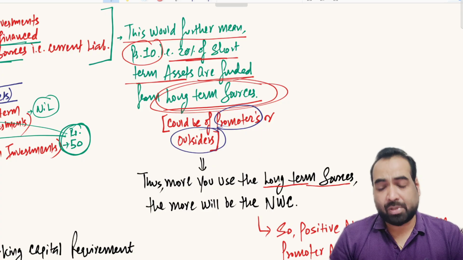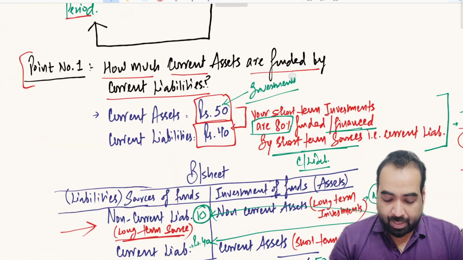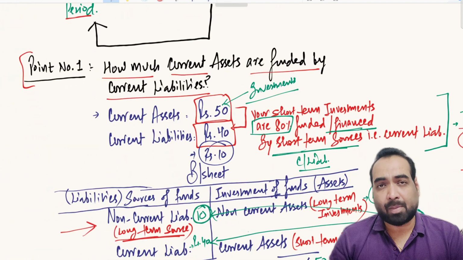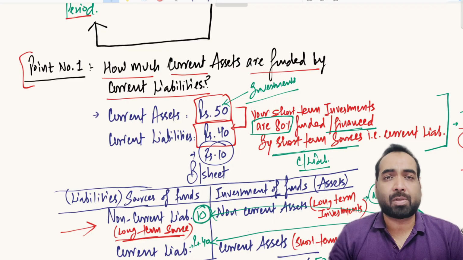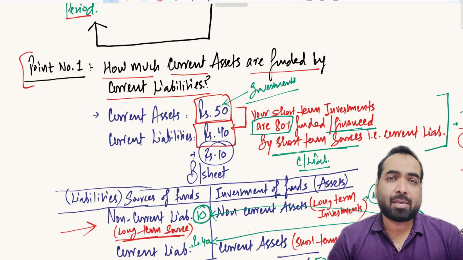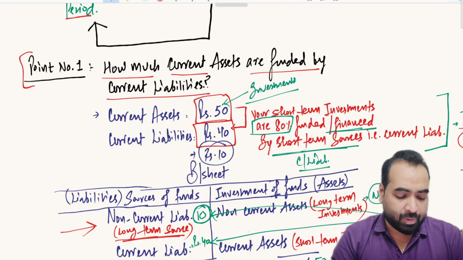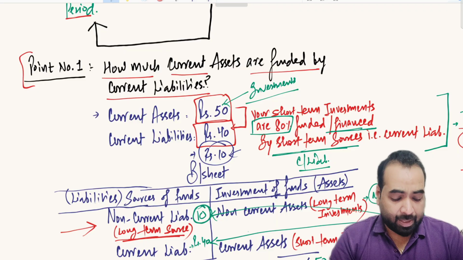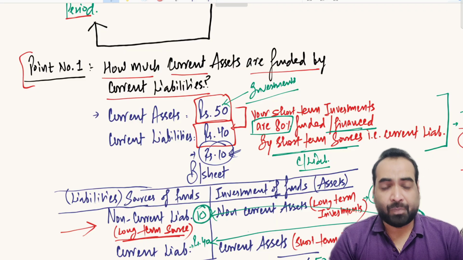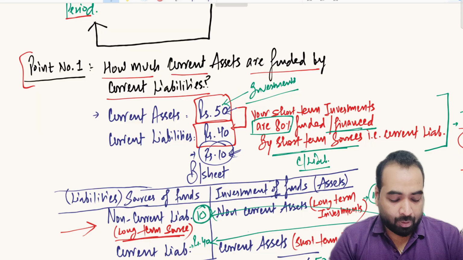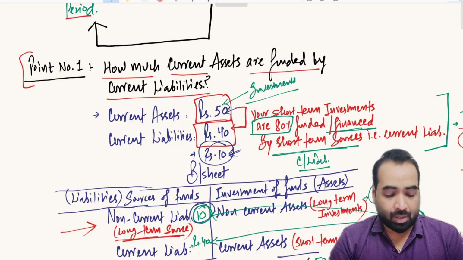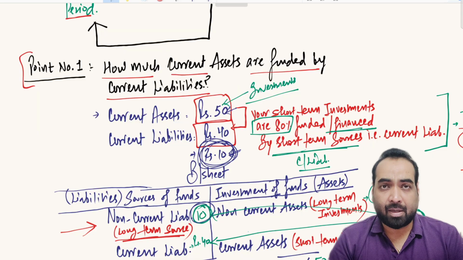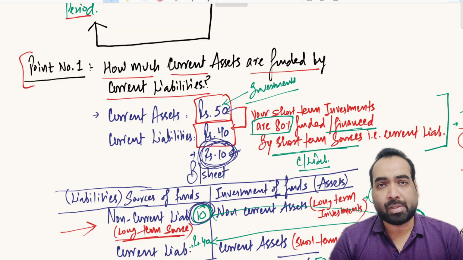When we talk about positive NWC, like in this example, the NWC is positive by rupees 10. Rupees 10 is the positive balance. Many people get confused by this. If the NWC is positive, that means 10 rupees is invested in current assets from long-term sources. That is the only crux of NWC. The difference of 10 rupees represents that these 10 rupees are financed by the long-term sources, right?